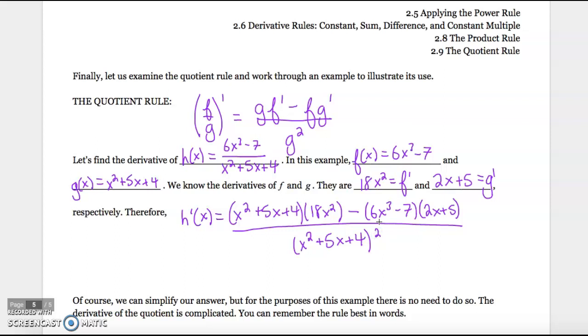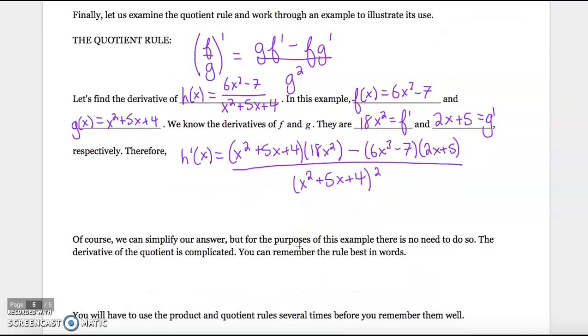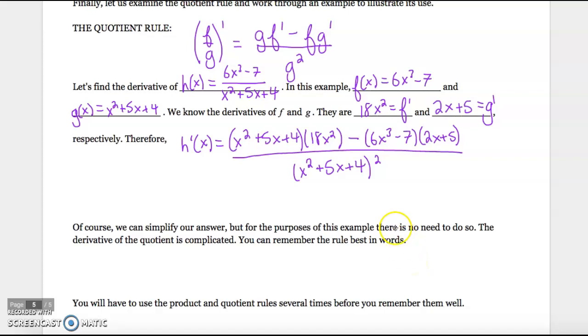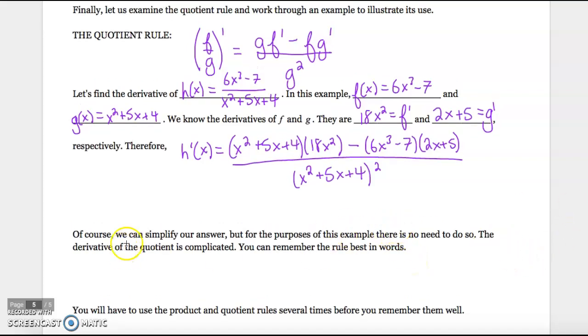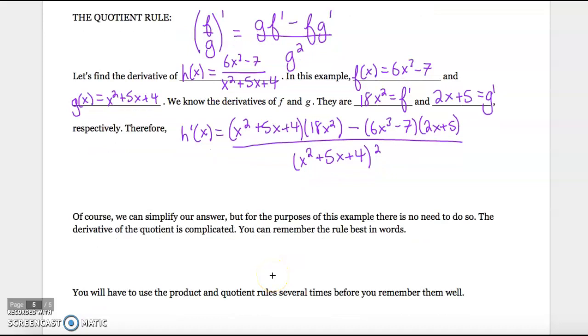Okay, and sometimes depending on what your problem is, they'll have you simplify your answer, sometimes if it's easy to simplify, or if things cancel out nicely, but for the purposes of this example, we're not going to. And I admit the derivative of the quotient is complicated. It's a lot to remember, and I remember the rule best in these words, and this is something that's used across calculus, across the board.